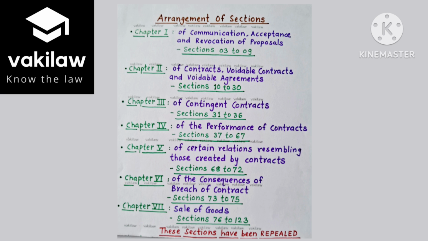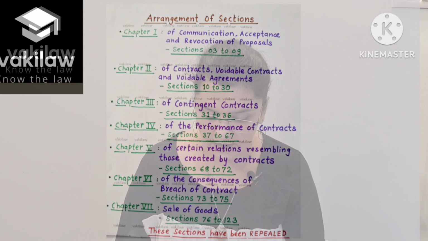Chapter 4 deals with performance of contracts, provided under sections 37 to 67 of the Act. Chapter 5 deals with certain relations resembling those created by contracts, provided under sections 68 to 72. Chapter 6 deals with the consequences of breach of contract, provided under sections 73 to 75 of the Act. Chapter 7 of the Act deals with sale of goods, sections 76 to 123. These sections have been repealed.